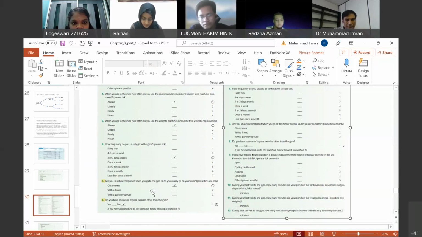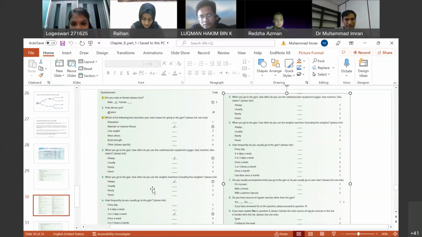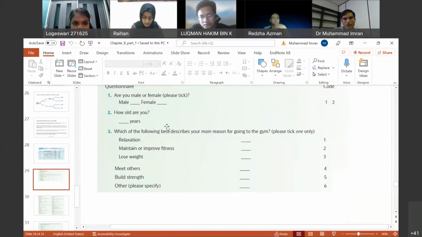Okay, now we are going to check the nominal. Nominal means 3. We check 3, 7 and 9. Number 3: which of the following best describes your main reason for going to the gym? Relax, improve fitness, and lose weight, but not in rank. Are these in rank? No. Relax is a different thing, fitness is a different thing, lose weight is different. No rank between the two.